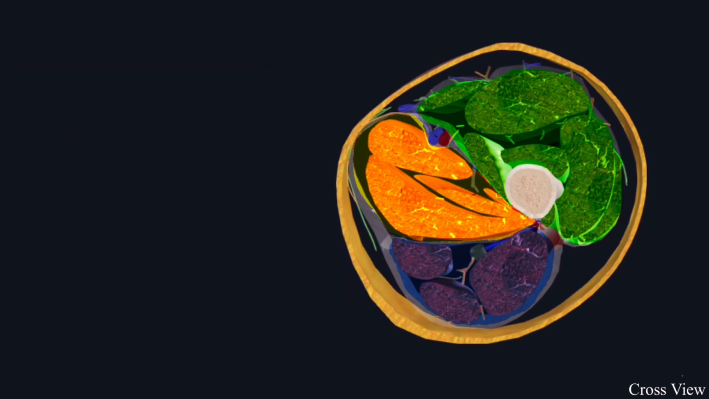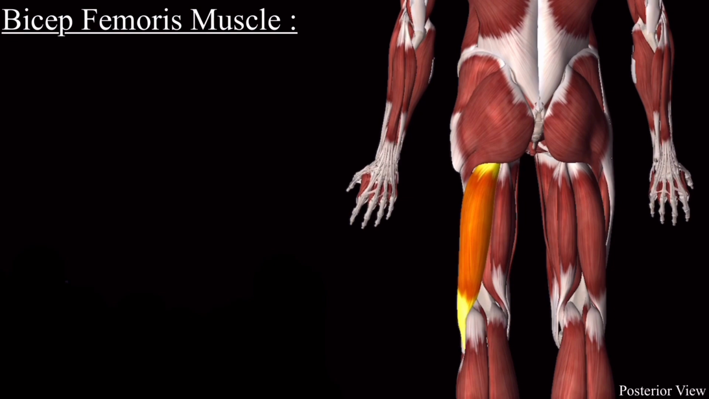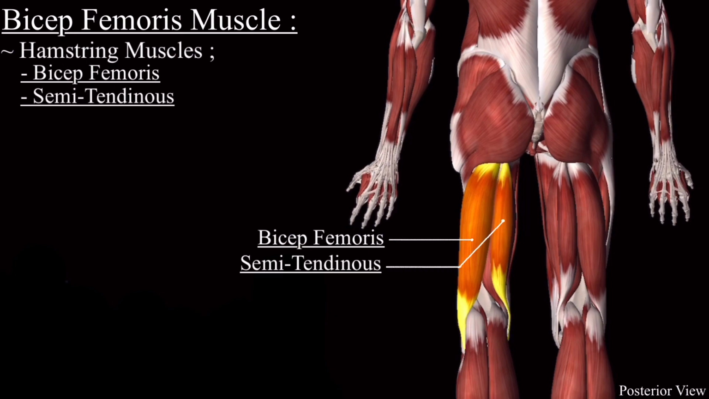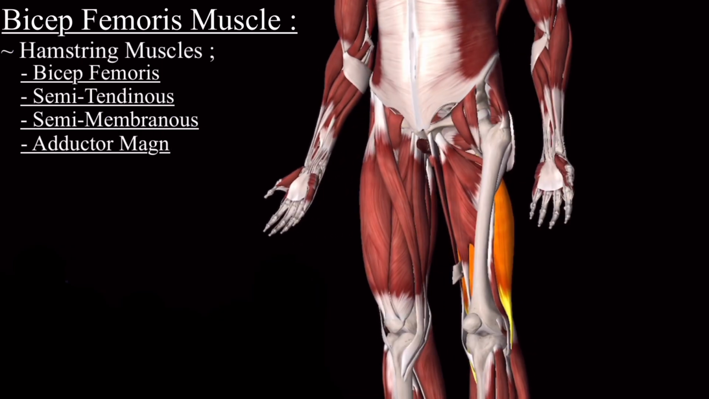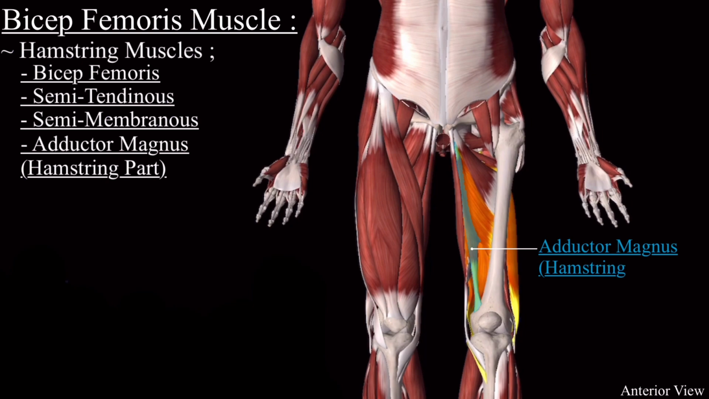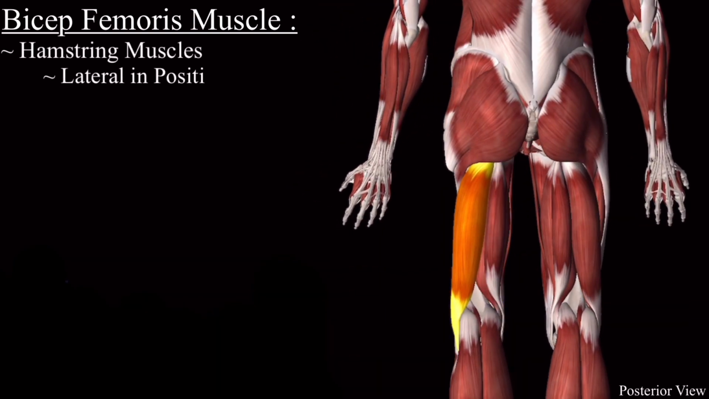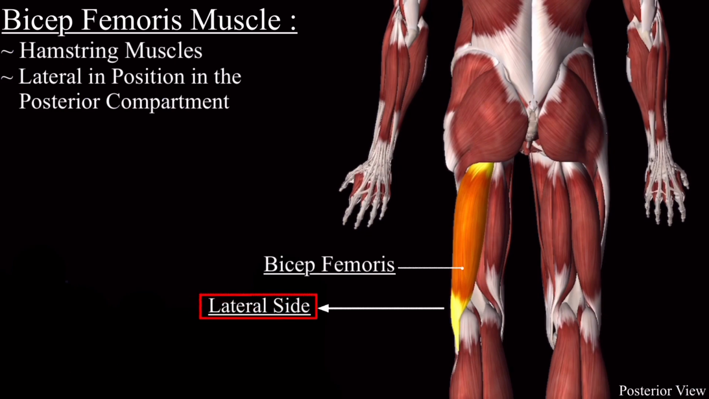First, we will discuss the biceps femoris muscle. It is also one of the hamstring muscles. Others being semitendinosus muscle, semimembranosus muscle, and the hamstring part of the adductor magnus muscle. It is lateral in position in the posterior compartment. As you can see, it is on the lateral side of the posterior compartment.